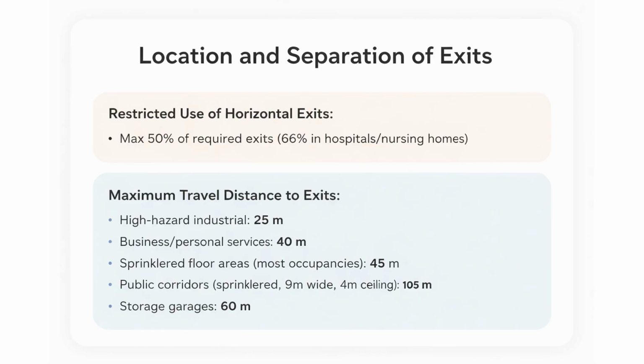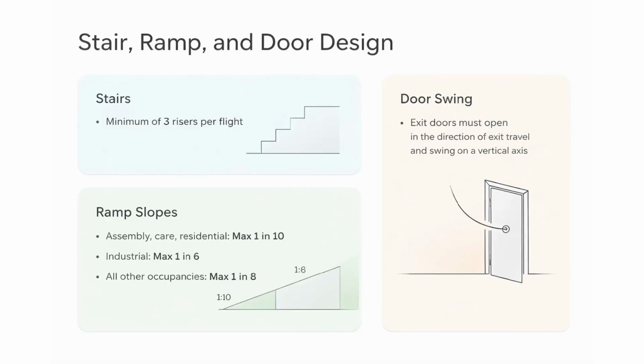The physical design of the egress path is just as regulated. A flight of interior stairs must have at least 3 risers to prevent tripping hazards associated with single steps. Ramps have maximum slopes depending on the occupancy. For instance, a gentler 1 in 10 slope is required for care and residential buildings, while industrial settings allow a steeper 1 in 6 slope. And crucially, almost all exit doors must swing outward in the direction of travel, so that a fleeing crowd doesn't get trapped against an inward opening door.